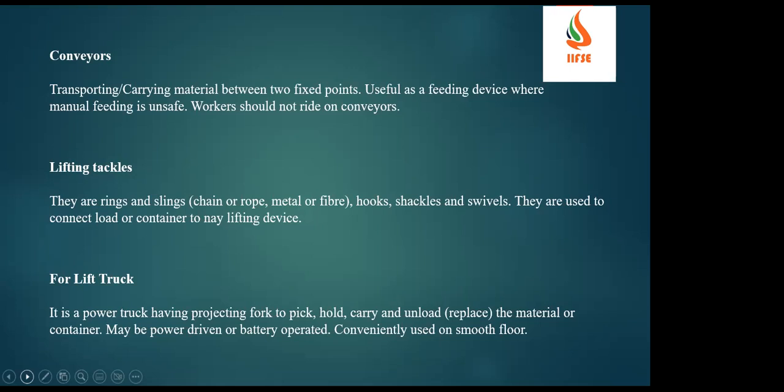For lifting purposes, they used to connect the load or container to any lifting devices. These will be used for connecting the device. For example, these shackles were built into the EOT crane hooks.